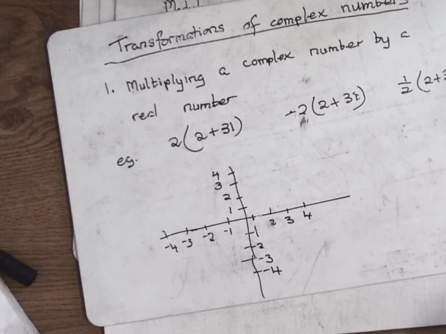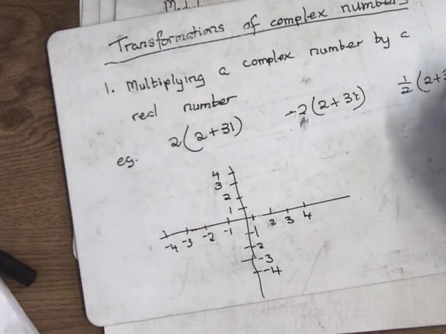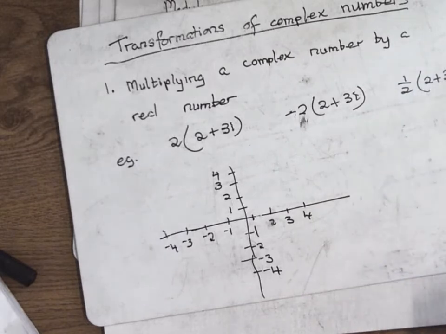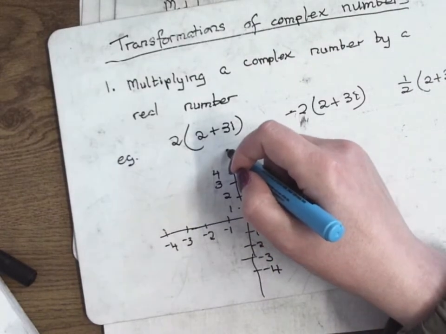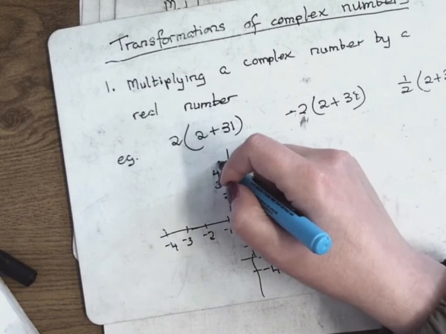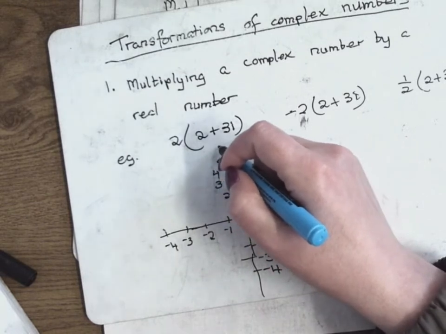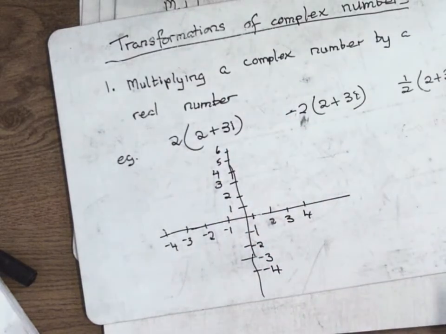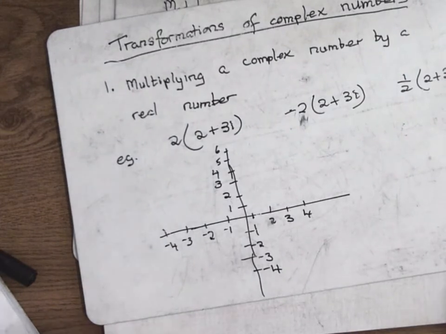Say that again. 2 plus 3i, yeah. They're all in the bracket. It's always 2 plus 3i. Okay? Sorry, I need to... Okay.